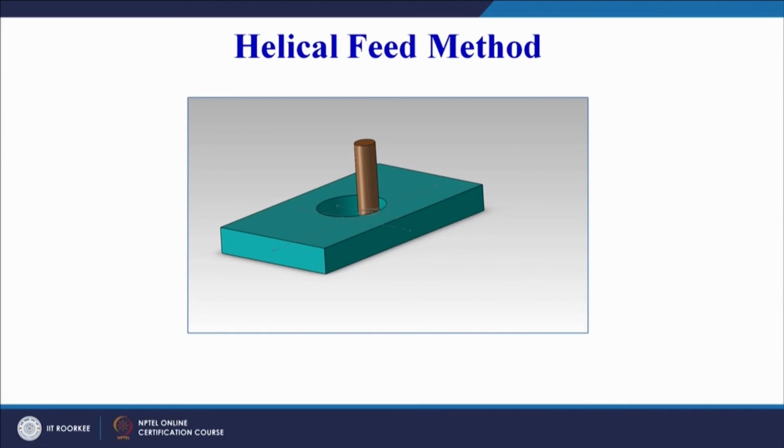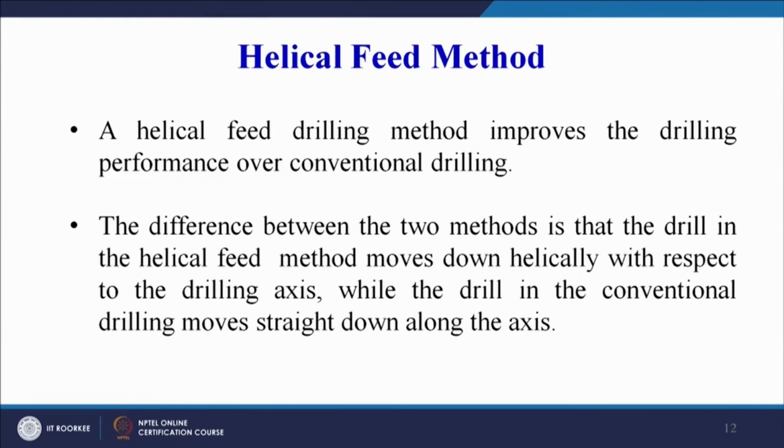So here you can see on your screen, we want to make a circular hole. The drill, or the cutting tool, or the twist drill, is not moving down along its axis, but it is moving down in the helical method. So the feed is given helically so that the drill also rotates and moves down helically; it does not move down straight. So you can see a helical feed drilling method improves the drilling performance over conventional drilling. How does it improve?